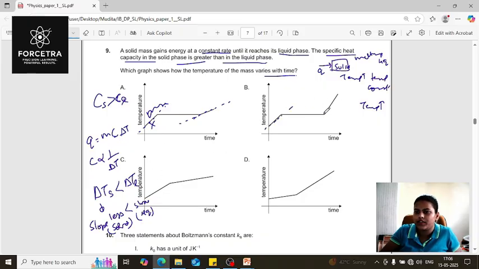And if you see, it is more steep here, and this is less slope. This is having less slope, and then constant temperature. Temperature is constant during the phase change, and then the temperature rises, but with the greater slope in the liquid. So this is the correct option, and C and D are incorrect because they do not have the constant temperature line.